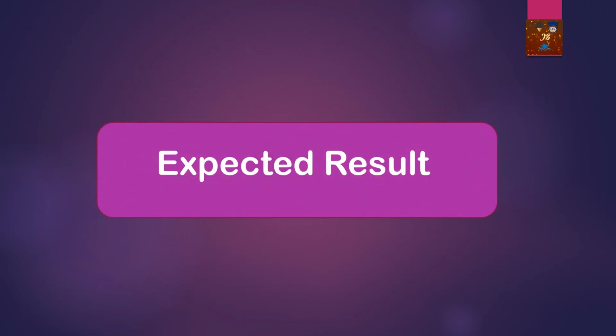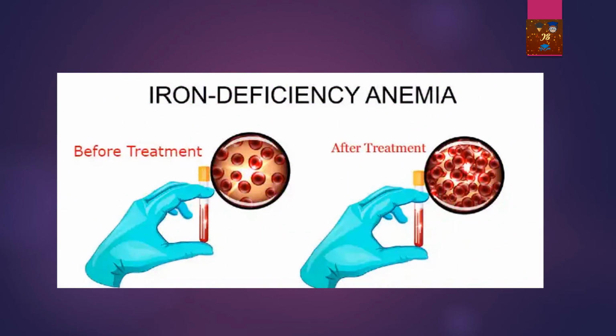So what is the expected result after this treatment? This is the expected result. You can see that before treatment, this was the scenario of the blood picture. But after the treatment, or whatever is applicable for the patient, this is the scenario of the blood picture. So definitely the picture is improved, with a lot more RBC and hemoglobin. So it helps.